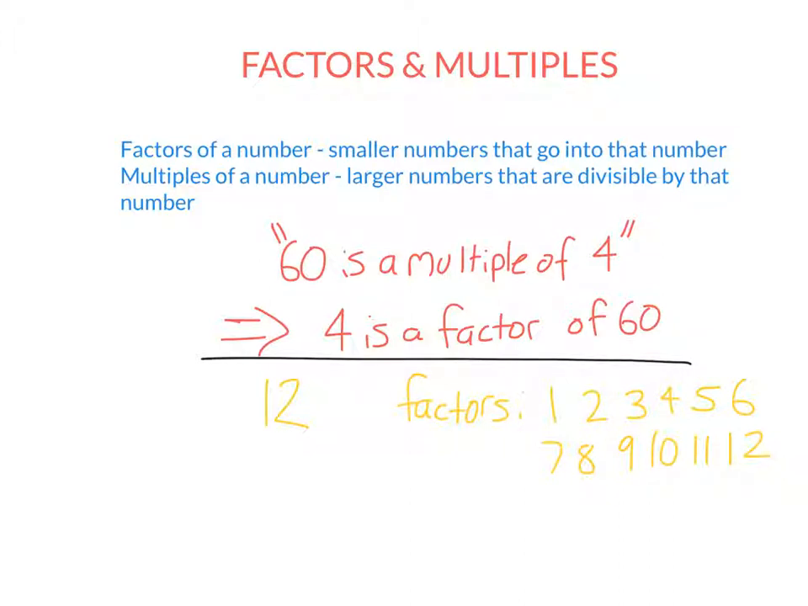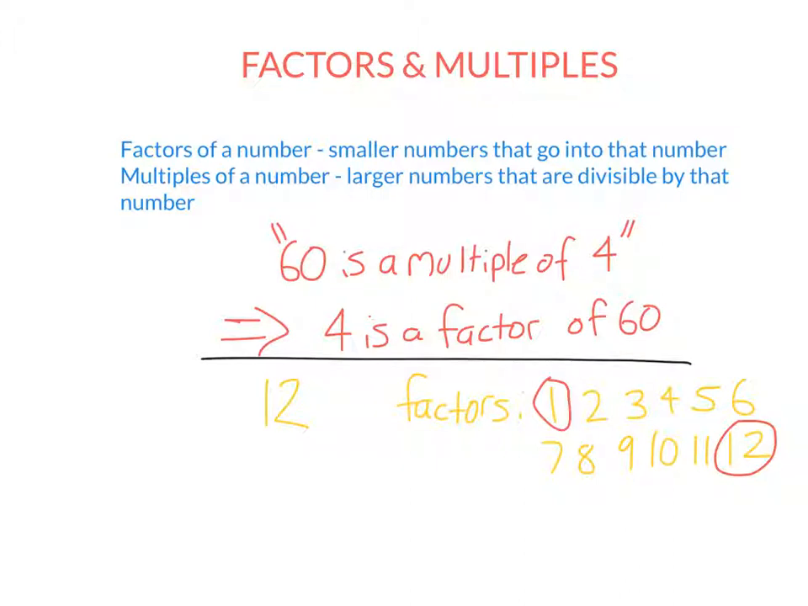Now, it turns out that every number more than 1 has at least two factors, itself and 1. 1 is a factor of 12 because it goes evenly into 12, and 12 is a factor of 12 because it goes evenly into 12. So for any number more than 1, 1 and itself will be a factor of that number. The number 1 only has one factor, which is 1. Okay, so we've already found two factors of 12.